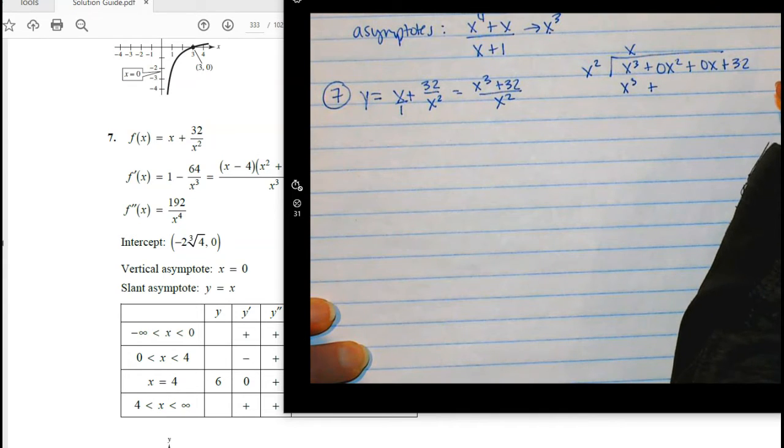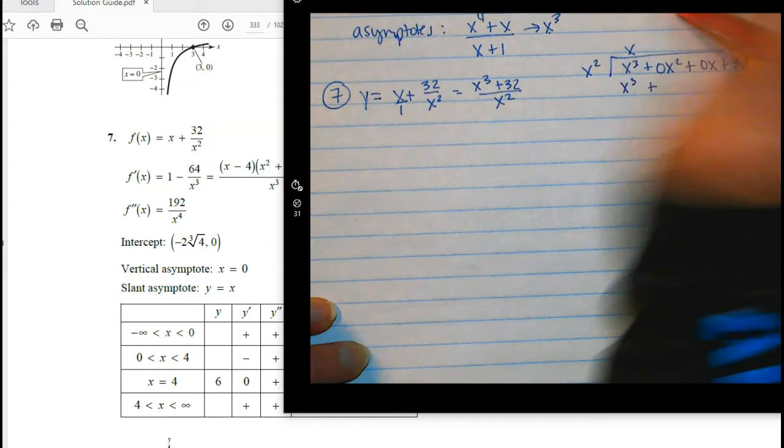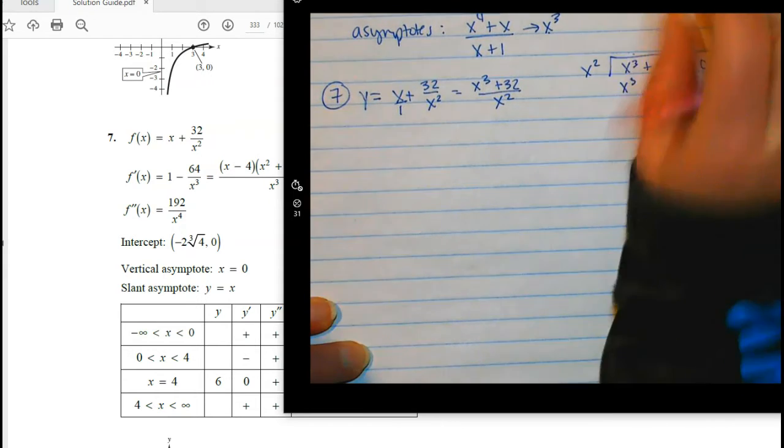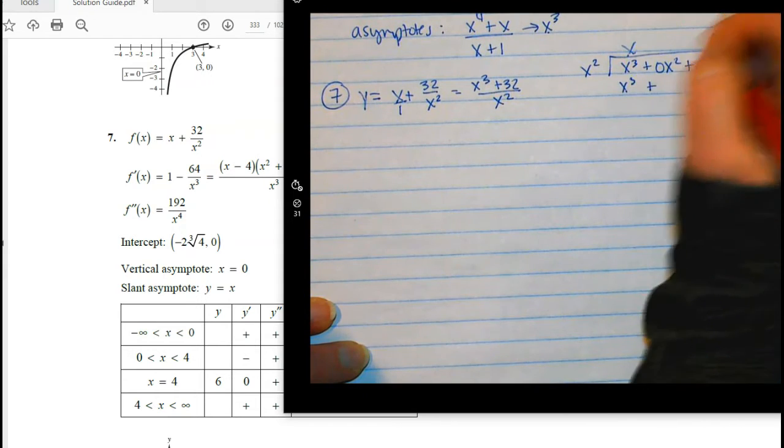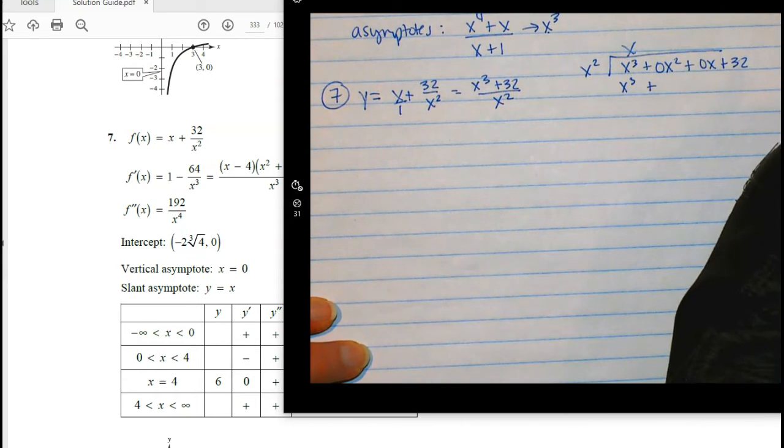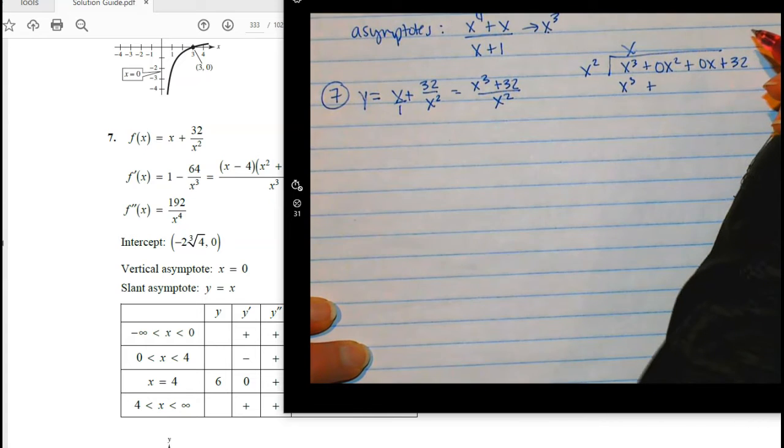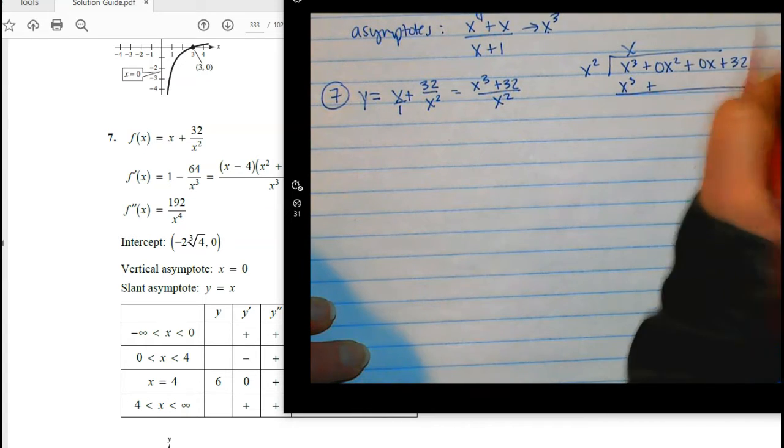wait, not x times. Yeah, x times. And then that's going to be x cubed. I'm so confused. Oh, there's nothing that goes there. Hello. I got to wake up too. Okay, there's nothing that goes there.